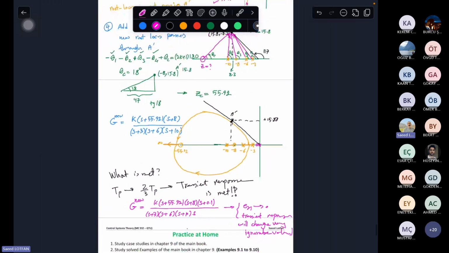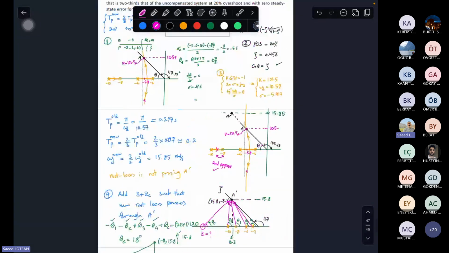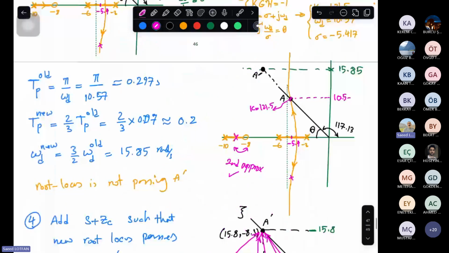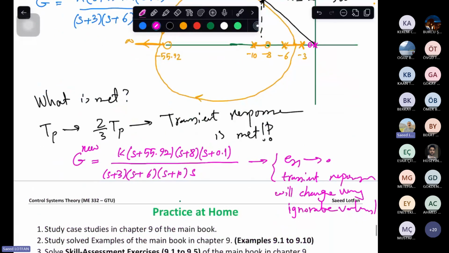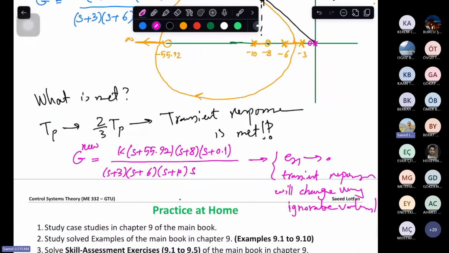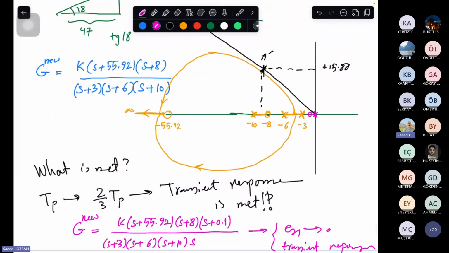So the process is like this. When we first do the PD compensator, we change the transient response, which means we change the root locus from the original to a different one. And when we do this change, then we do the PI, because PI guarantees that the steady state error will be 0, and also the transient response is not that much affected.